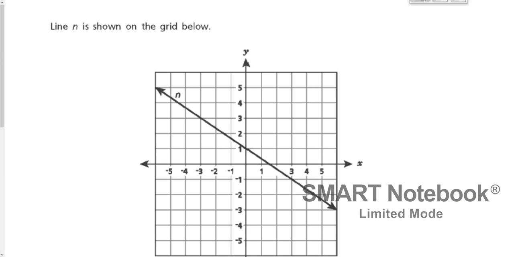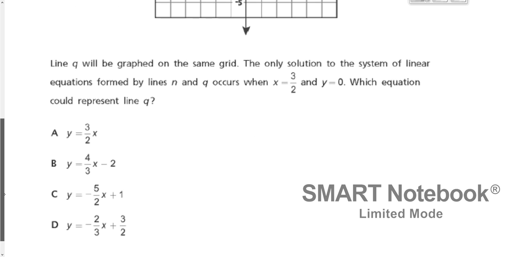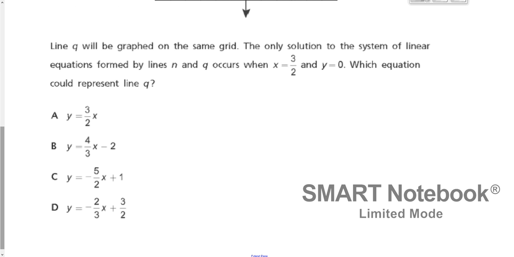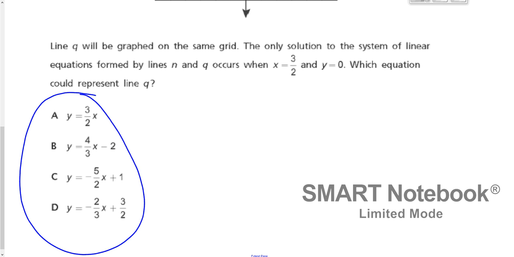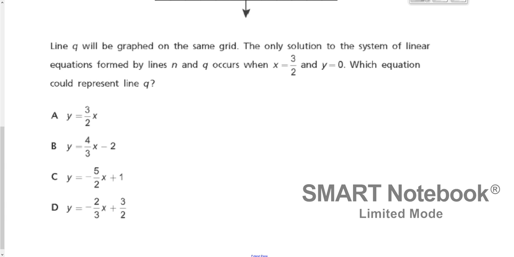All right, here we go. Line N is shown on the grid below. Line Q is going to be graphed on the same grid. We don't know what line Q is. Line Q could be any of these. But it says the only solution to the system of linear equations formed will be at 3/2, which, if you wanted to see that as a decimal, is 1.5, and y equals 0. So the only solution is going to be 1.5 and 0.